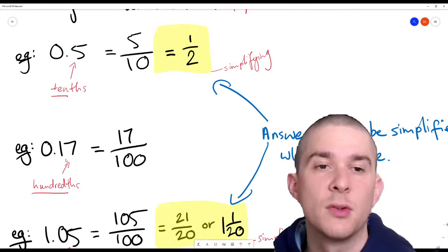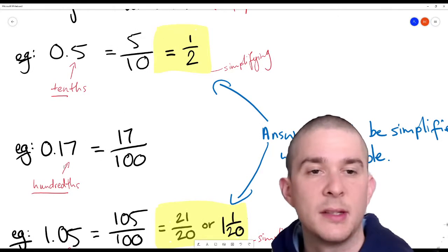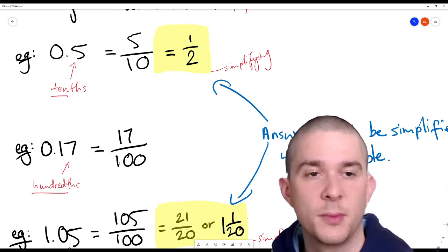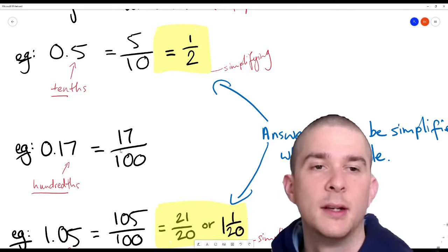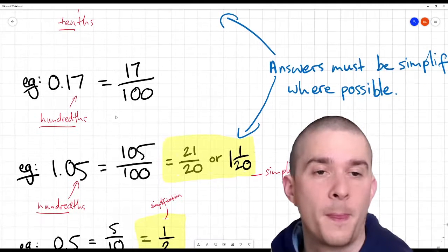All right, 0.17. So that 7 is in the hundredths position. So I'm going to use 100 as my denominator, and I'm going to put 17 on top. And that actually doesn't simplify.